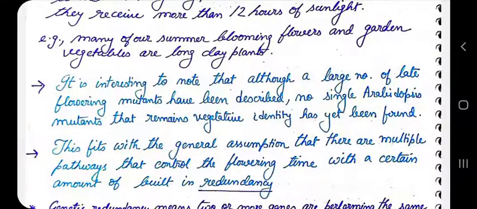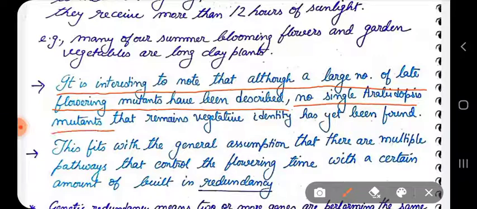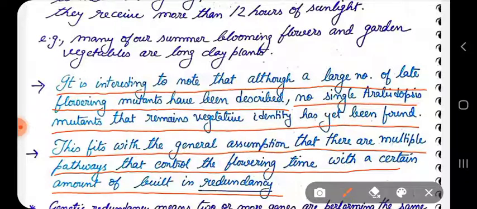Okay, it is interesting to note that although a large number of late flowering mutants have been described, no single Arabidopsis mutant that remains in vegetative identity has been found. So mutant genes have not been observed till now. This fits with the general assumption that there are multiple pathways that control the flowering time with a certain amount of built-in redundancy.